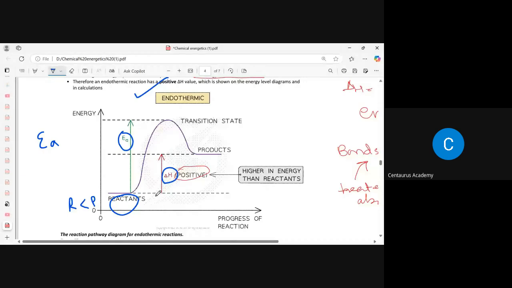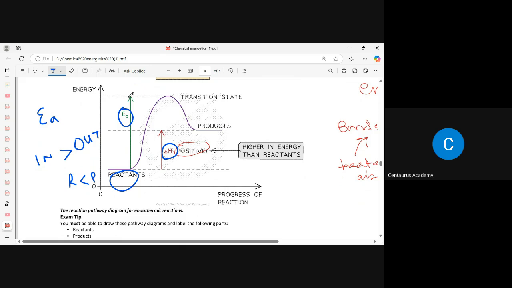The reactants have less energy as compared to the products, and the delta H value is going to be positive. Why? Because now the products have greater energy. This means that less energy was given out, and more energy was taken in. Hence, as a result, the delta H value has to be positive. Delta H is going to be an upward arrow, and your EA is always from the reactants to the top hump.